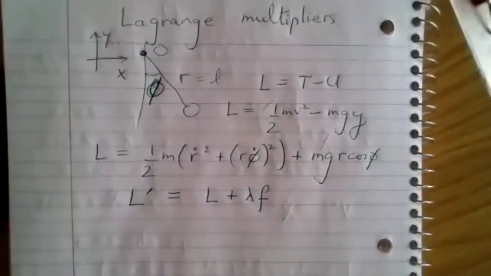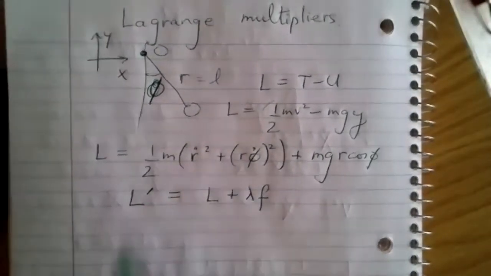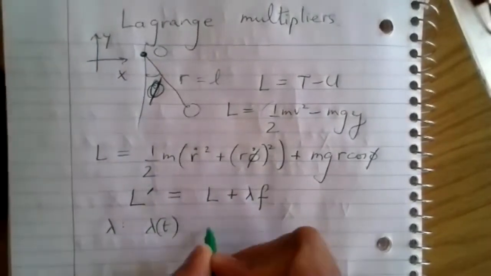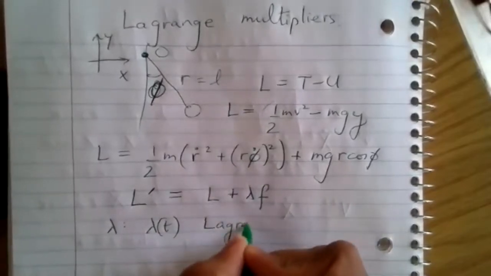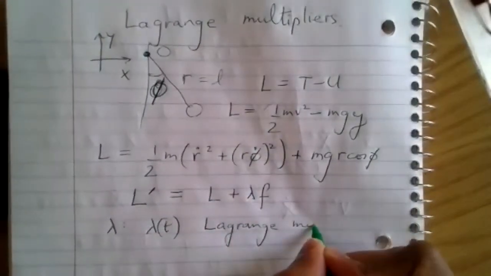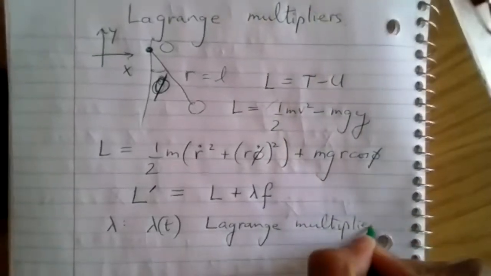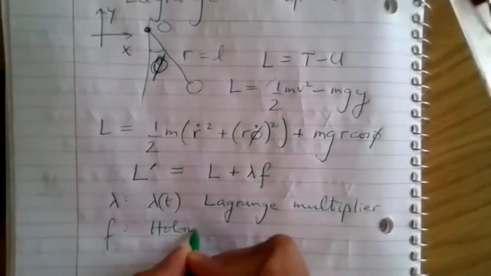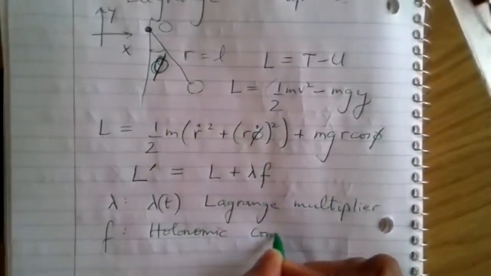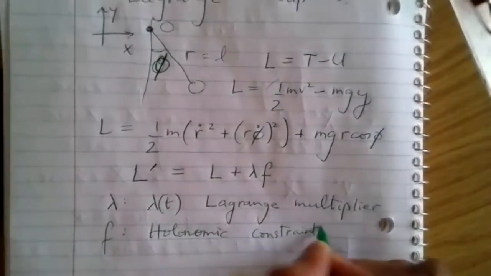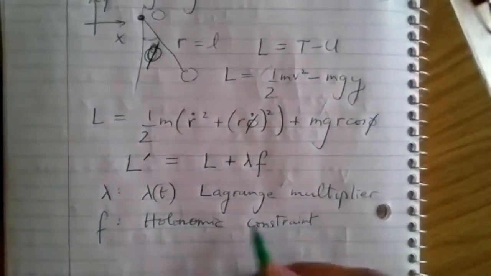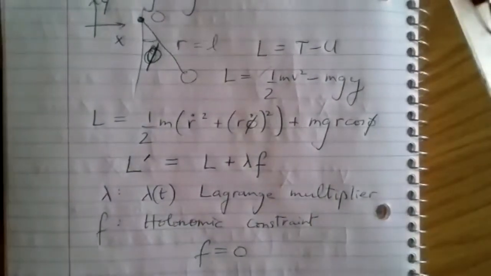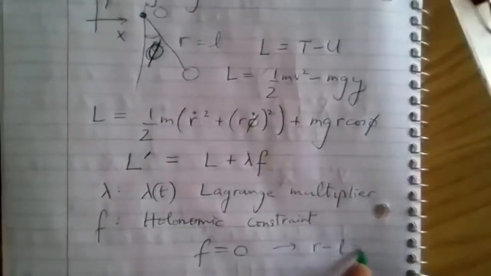All right, so what's going on here? Let me clarify. Lambda is a function of time, so it's lambda of t, and it's called the Lagrange multiplier. F is a holonomic constraint. So it is a constraint that can be written purely in terms of the coordinates. The idea is that you write it in the equation form f equals 0. So in this case, this would be r minus L is equal to 0.